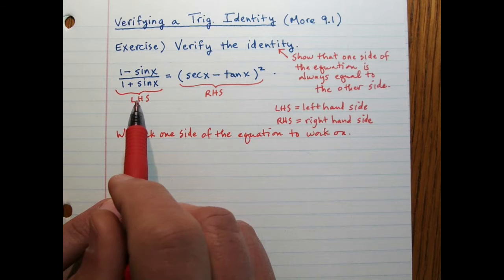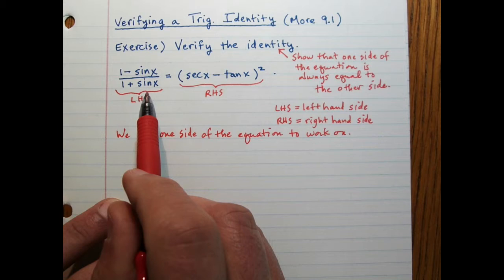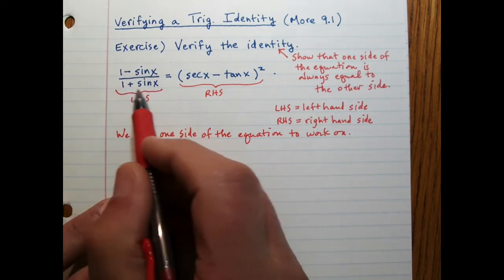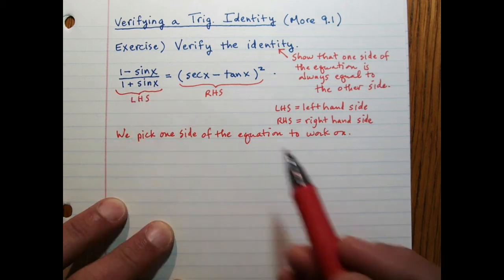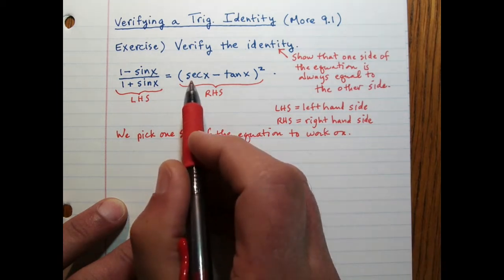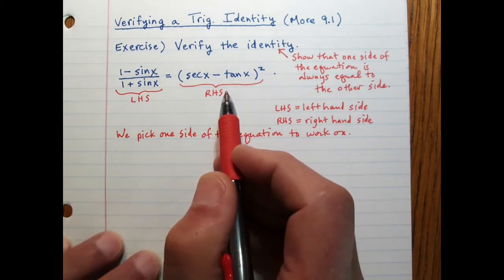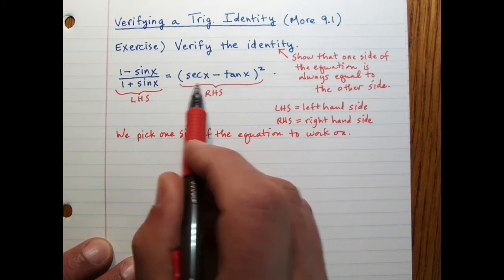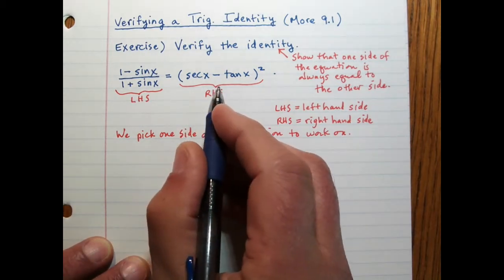Here, when I examine the problem we have in this exercise, 1 minus sine x over 1 plus sine x is the left-hand side. I don't really see anything that I can do here to simplify that or rewrite it, and it's already written in a pretty basic form. But the right-hand side of this equation, secant x minus tan x in parentheses squared, it does look like there are things I can do to rewrite it. For instance, I can rewrite secant and tangent in terms of sine and cosine. So I'm actually going to choose the right-hand side to start here.